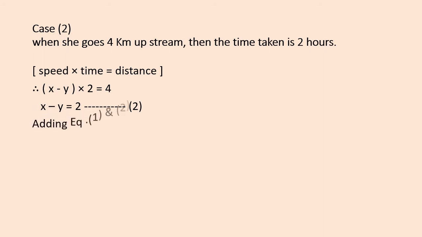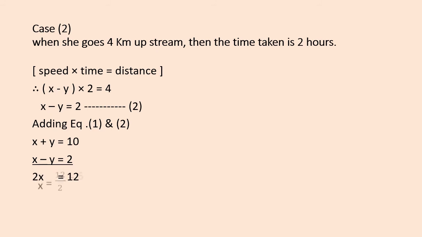Now, by adding equation 1 and 2, our equation 1 is x plus y equal to 10 and equation 2 is x minus y equal to 2. Here, two variables are there. We can use any algebraic method. Here it is easy to use the elimination method because the coefficient of the variable y is the same and of opposite sign. So by adding equation 1 and 2, we get 2x equal to 12. Therefore, x equal to 12 upon 2, that is equal to 6.